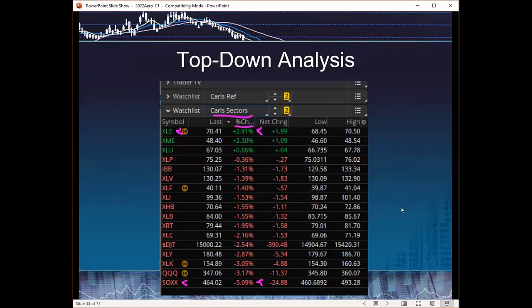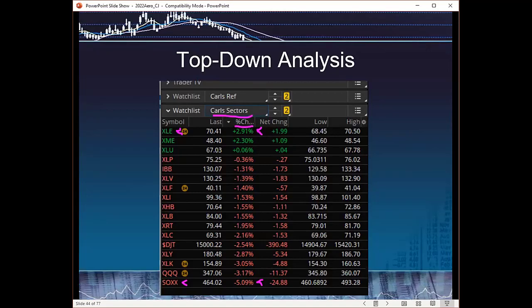So I have a watch list created that I call Carl's sectors, where I think I have 17 or 18 different sectors, and each one has an ETF. There's a little bit of overlap between some of these sectors, but I also have it set up to sort by the percent change that day.